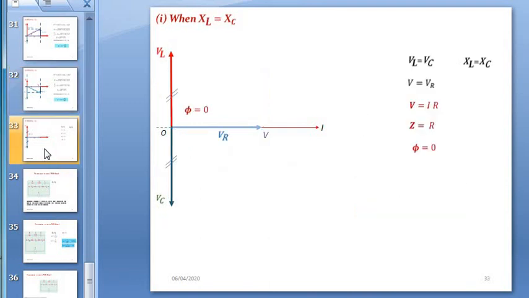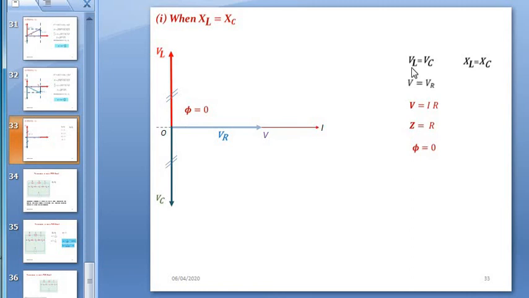The third case is XL is equal to XC. Obviously, VL is equal to VC. Both of them will cancel each other. Therefore, the net or resultant voltage is nothing but VR, since VL and VC are cancelling each other. What will be the phase angle phi? What is the relation between voltage and current? They are parallel to each other, or we can say there is no phase angle between these two. Therefore, phi is equal to 0.